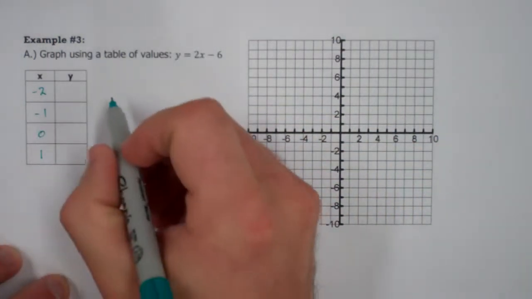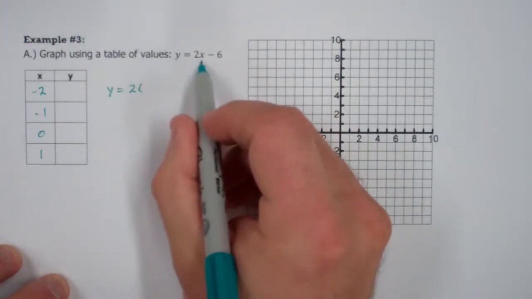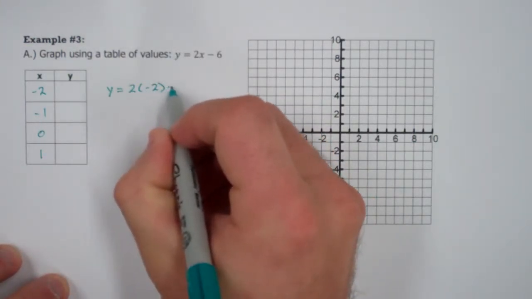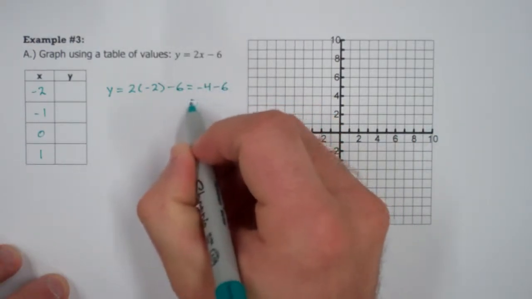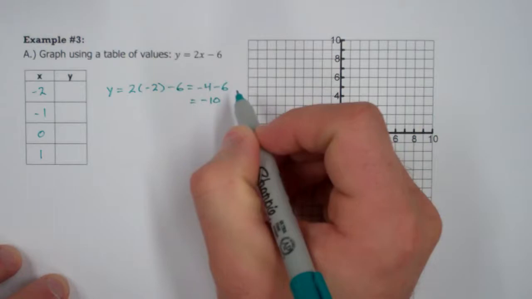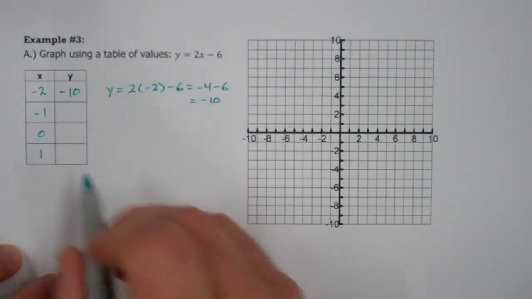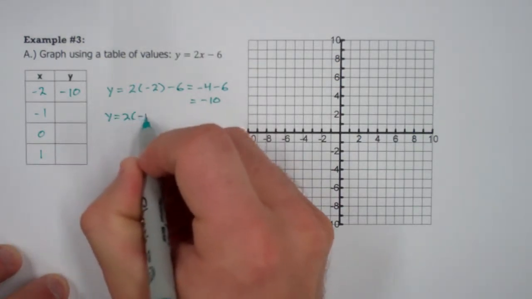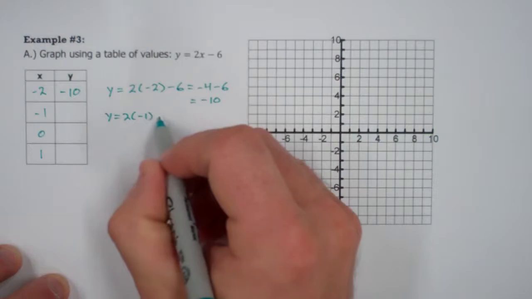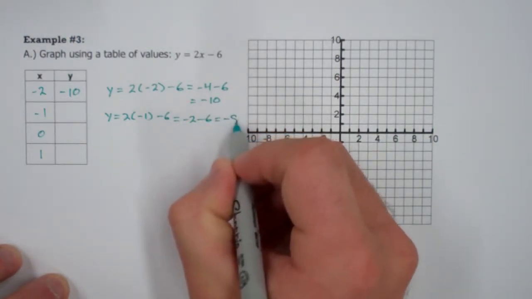When x is -2, if we want to know what y is, we can simply substitute x into the equation. So this is -4 minus 6, which is -10. Barely on the graph. -1 is the next one. So we'll just take out the x and substitute in what we'd like it to be. So that's -2 minus 6, which is -8.